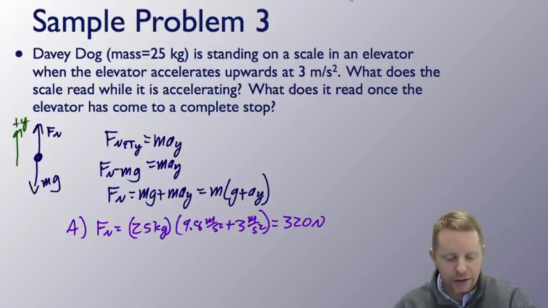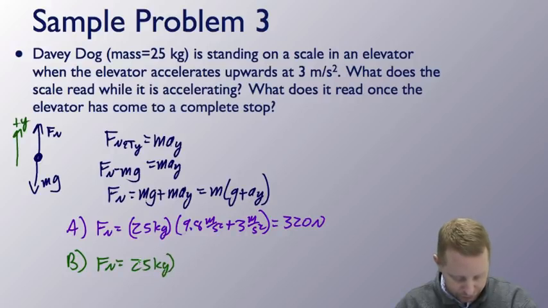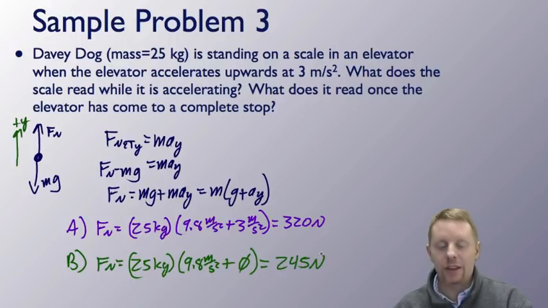For part B, what does it read once the elevator has come to a complete stop? Well, now normal force is equal to m, still 25 kilograms, times g plus ay, 9.8 meters per second squared, but it's not accelerating, so ay is 0. So this is just going to be the weight of the dog, 245 newtons.